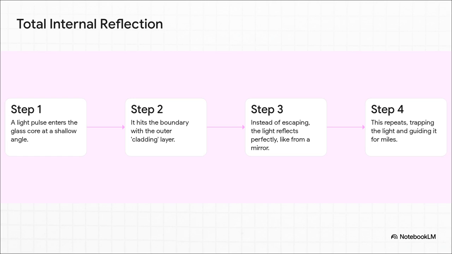So you shoot a pulse of light into a tiny core of super pure glass. That core is wrapped in a different kind of glass called cladding. And when the light hits the wall between the core and the cladding, it doesn't leak out. It reflects perfectly, like it's bouncing off a mirror. And it just keeps bouncing, zigzagging its way down the cable for kilometers with almost zero signal loss. It is literally a tunnel made of mirrors, just for light.